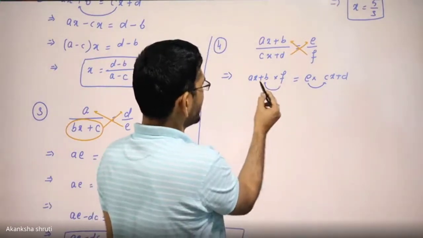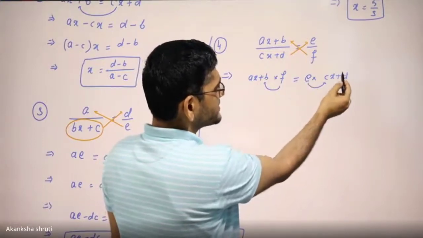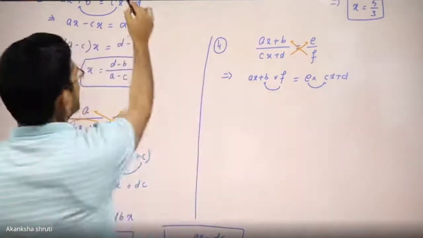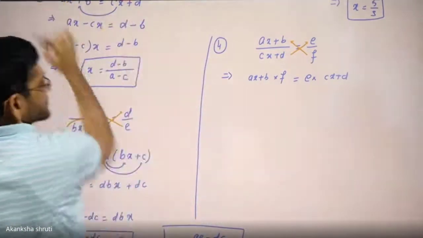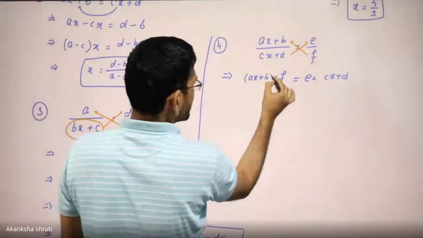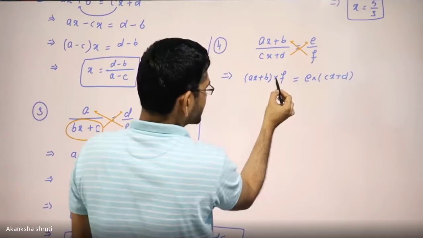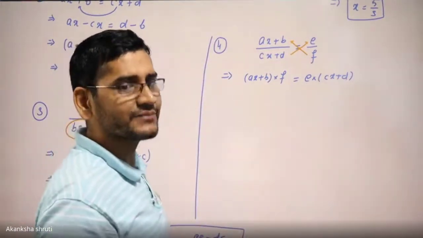It will be ax plus bf is equal to ec plus ecx plus d1. So it becomes wrong. So please do not forget to put the bracket. The correct way is to put this bracket. You can even leave out the multiplication sign after this bracket with this f, because if no sign is mentioned, it means it is a multiple.